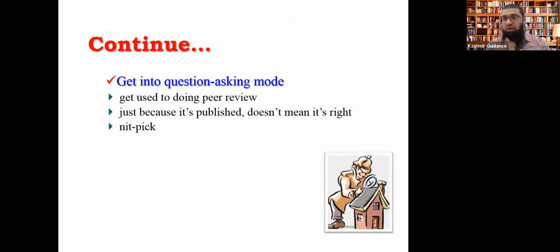A research paper is written and published, but that doesn't mean everything written inside it is fine. If it were the case, then why are research papers retracted even after being published in great journals like Nature? So research writing is a good experience. Always read a research paper in this manner: as a critical reviewer.